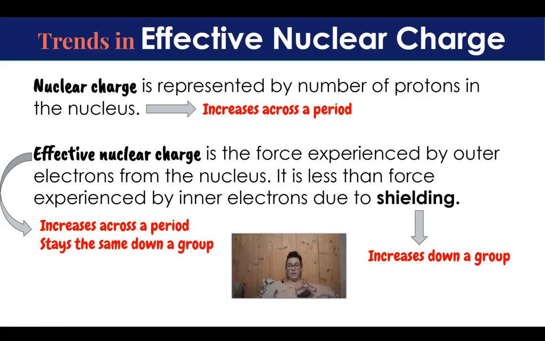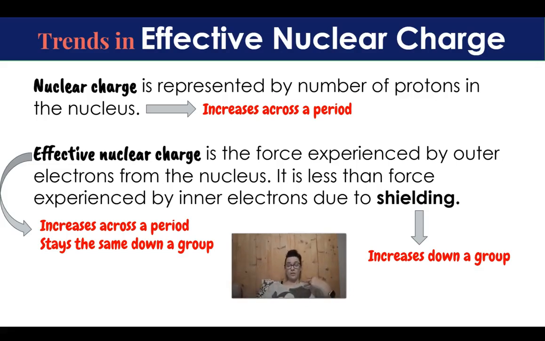Effective nuclear charge is the force experienced by the outermost valence electrons due to the pull from the nucleus. So it depends not only on the size of the nucleus and the number of protons, but also on the number of energy levels in that atom, because the more energy levels between the nucleus and the valence shell, the more shielding those valence electrons will feel. So shielding is kind of like those inner energy levels get in the way of the nucleus pulling on the valence shell.